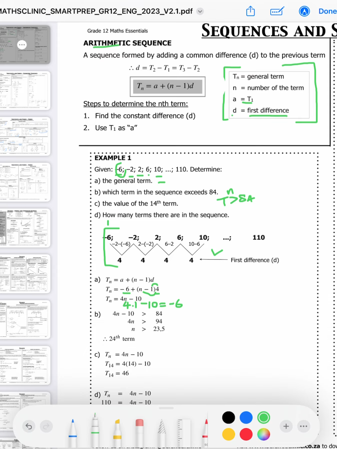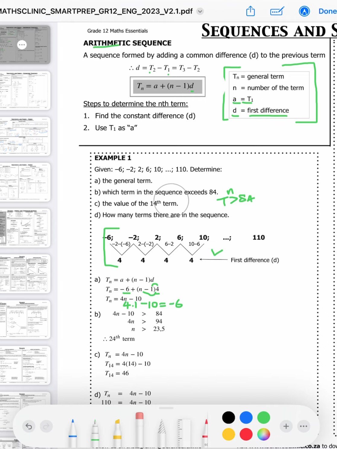So given a sequence, the first thing we'll jump to is identifying our a, which is the first term, and then the second thing is finding our d, which is the constant difference. How we find the constant difference is by saying T2 minus T1, second term minus first term, third term minus second term, just to confirm that the difference is constant. And then with an example, we're just going to quickly illustrate how this comes into play.